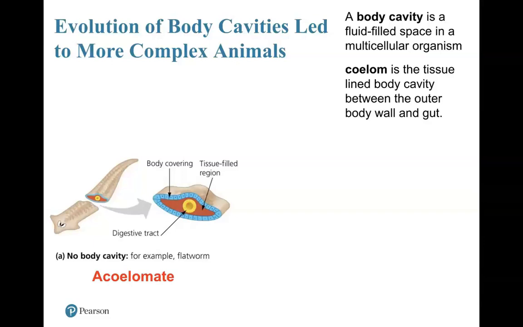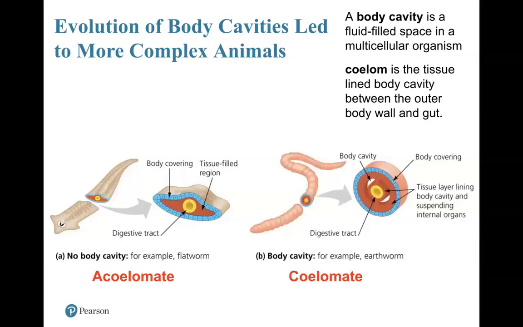that I'm discussing. So when there's no body cavity at all, for instance in this flatworm, this is called an acoelomate. Coelom is the tissue-lined body cavity between the outer body wall and the gut. And here I can see that there's no space because it's filled up with this red-like mesoderm cells. So there's no space, no body cavity. This is acoelomate. It lacks a body cavity.